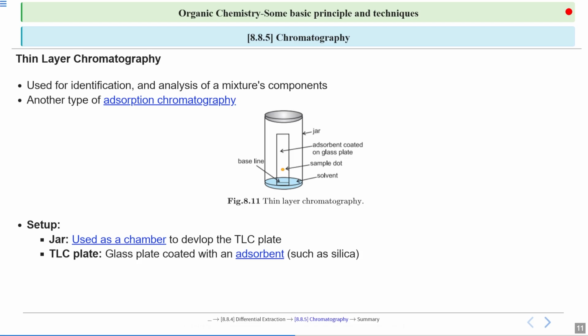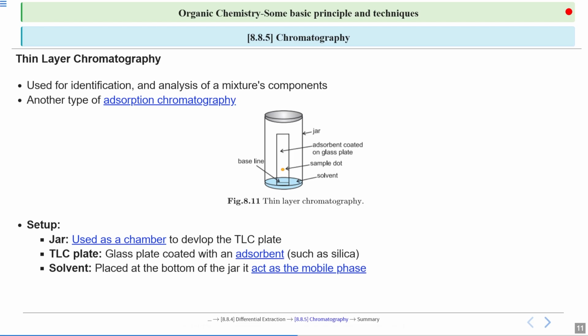Next we have the TLC plate, or the thin layer chromatography plate. So it's a glass plate coated with an adsorbent. Now this adsorbent is the stationary phase where the separation of components occurs.